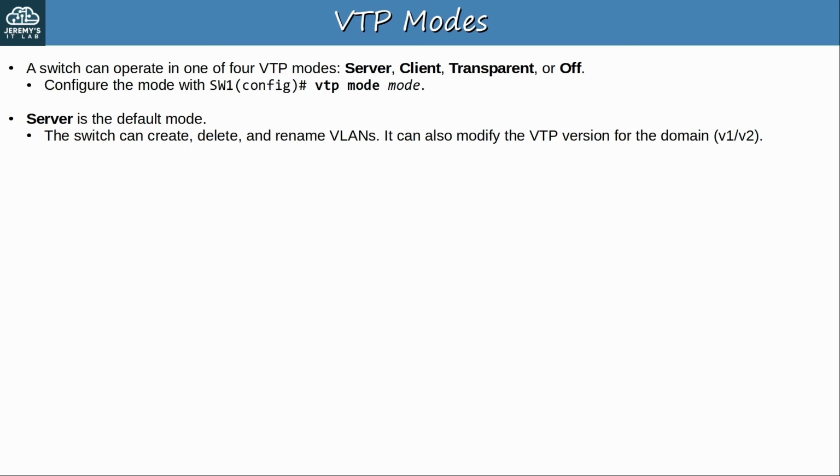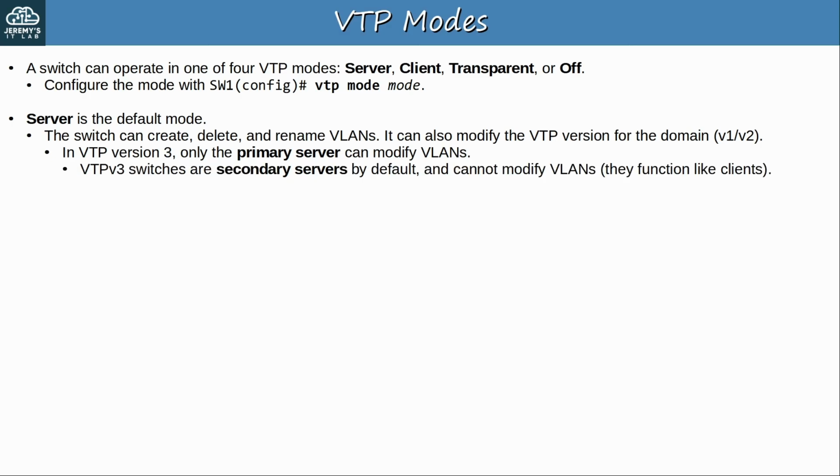If the domain is using VTP version 2, and you configure version 1 on a VTP server, the rest of the domain will move to version 1. VTP version 3 works differently. In VTP version 3, only the primary server can modify VLANs. There can only be one primary server in the domain. VTP v3 switches are secondary servers by default, and cannot modify VLANs. Basically, they function like VTP clients. The only difference is that they can be configured to become the primary server.